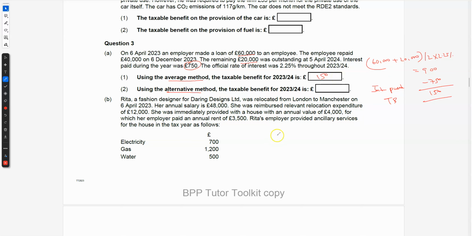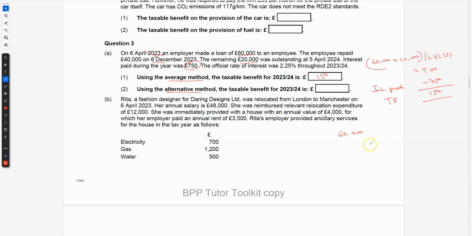The next one we have the alternative method. So this one we have to do month by month basis. So 60,000 was taken and repaid 40,000 on 6th of December. That means from April to December 60,000 was used, and after December only use 20,000 till April. So you do the calculation for 60,000, how many months use? So 60,000 we use for 8 months. So April, May, June, July, August, September, October, November, December. So we have 6th of December. We cannot take the whole December. So November.